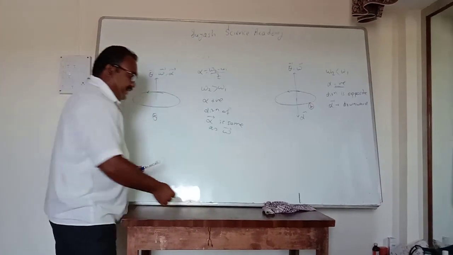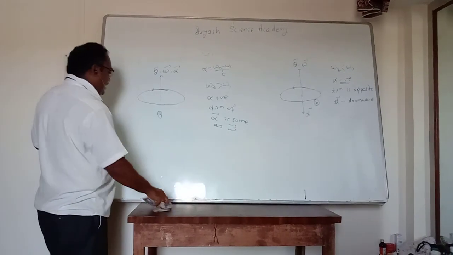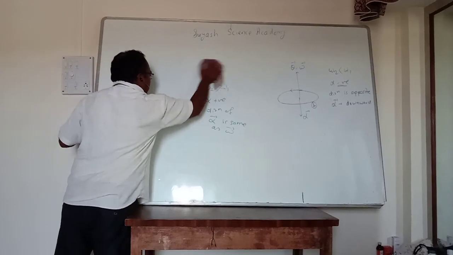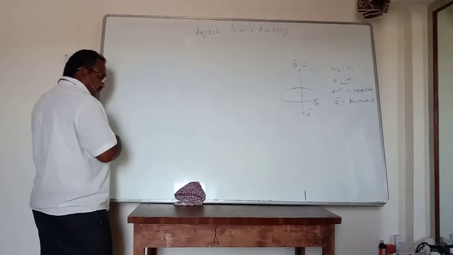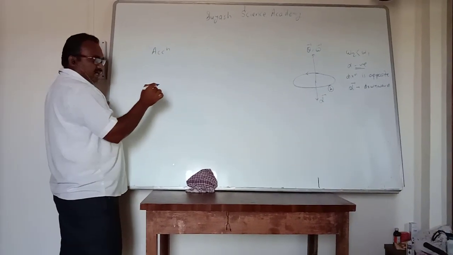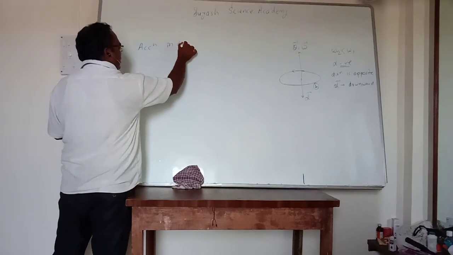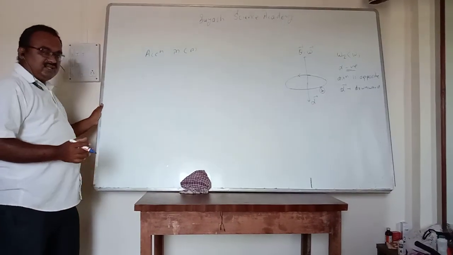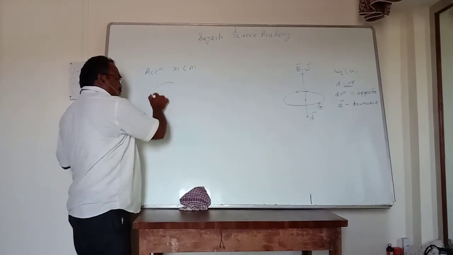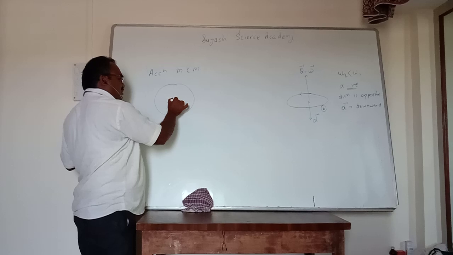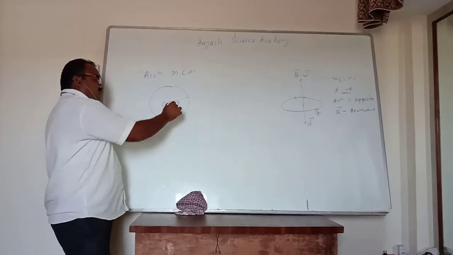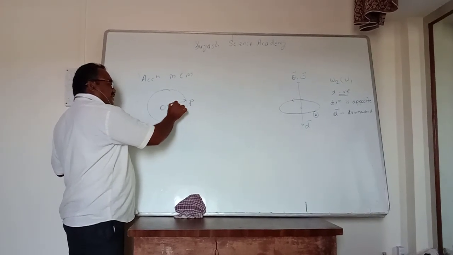Now we'll move to the next topic in rotational dynamics or circular motion, that is acceleration in circular motion. You have studied this in the 11th standard, including the derivation of centripetal acceleration. Suppose this is the circle, O is the center and R is the radius, P is the position, and OP bar is the radius vector.